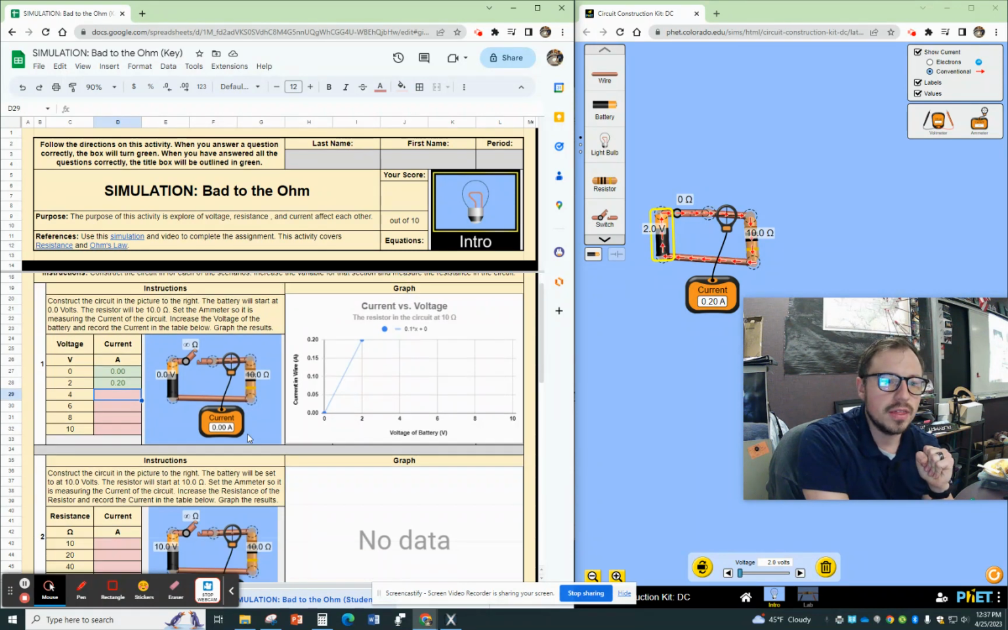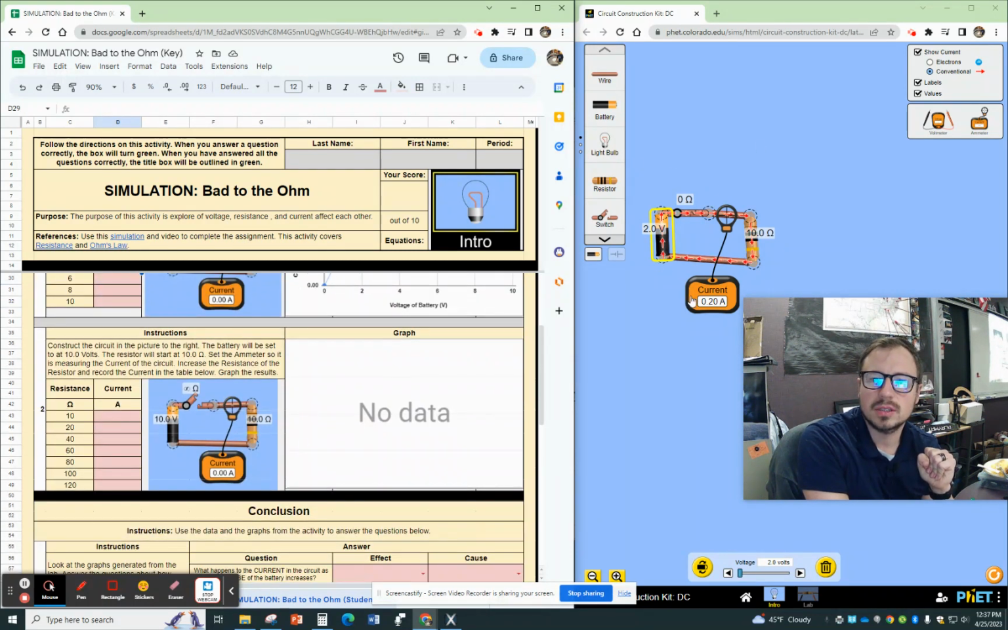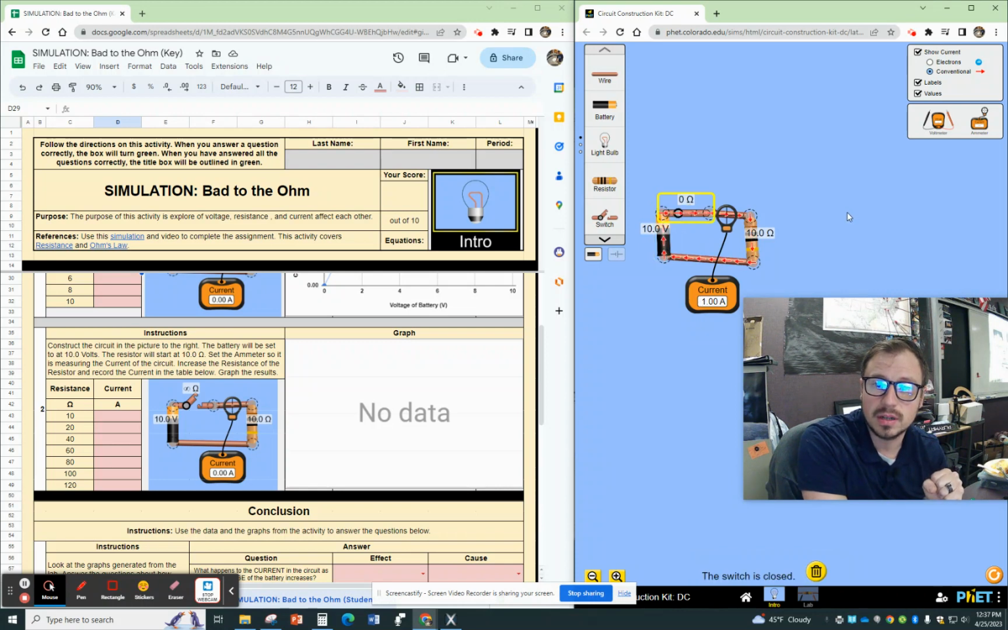The next one, let me flip the switch, we are going to build this circuit. The battery is going to be at 10 volts. It's going to be a little tricky to get between 9 and 10. There we go, the battery's at 10 volts. Now what we're going to do is increase the resistance. I'm going to flip the switch, and this first one is going to be 1 amp.